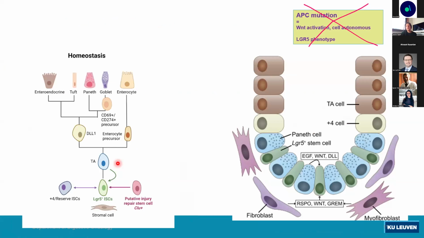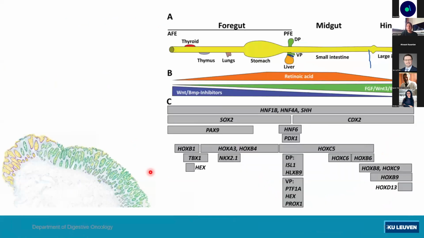So then they don't care about this mechanism. They don't have APC mutations. They don't have LGR5. They don't have CDX2. They have nothing of this going on. So where do they come from? Do they come from these other little cells that we always thought were there? Yes, they do.